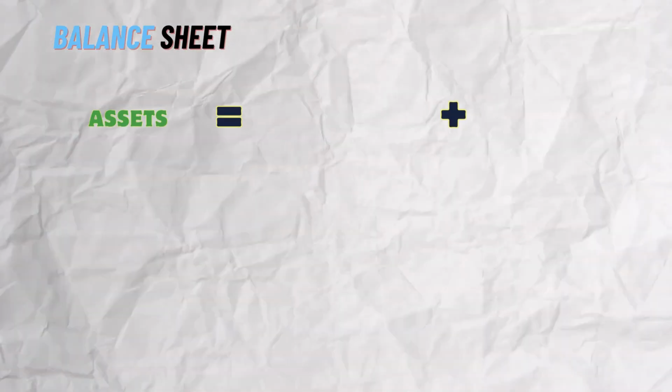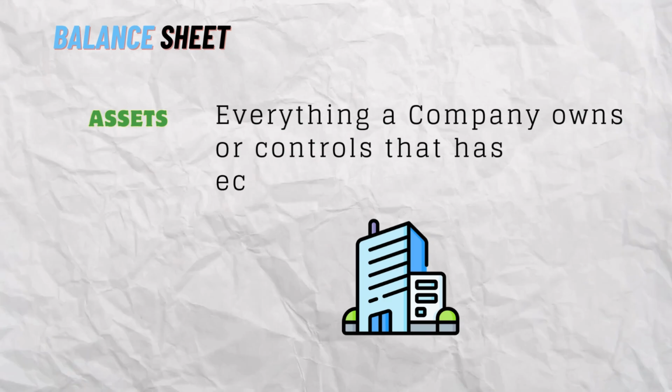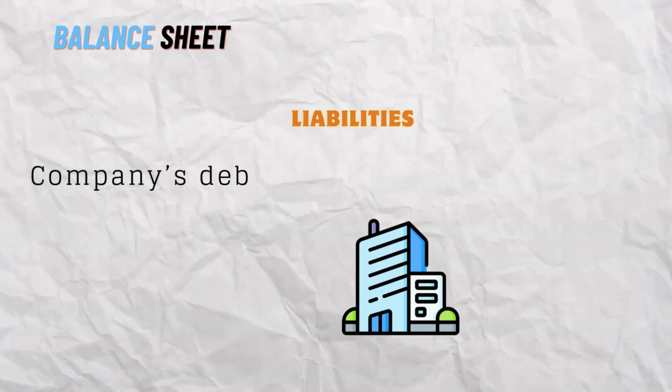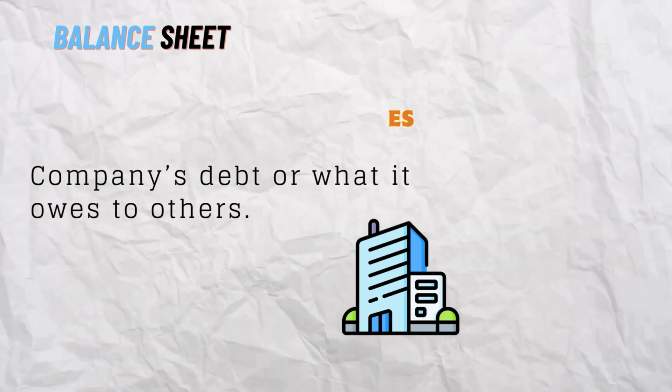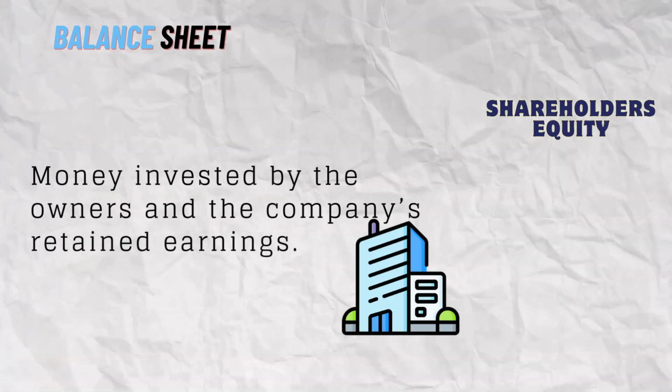To understand a balance sheet, we need to remember one guiding principle, an equation. That is that assets equals the sum of the liabilities and equity. Put simply, assets are everything a company owns or controls that has economic value. Liabilities are the company's debts or what it owes to others. And finally, equity is the money invested by the owners and the company's retained earnings.